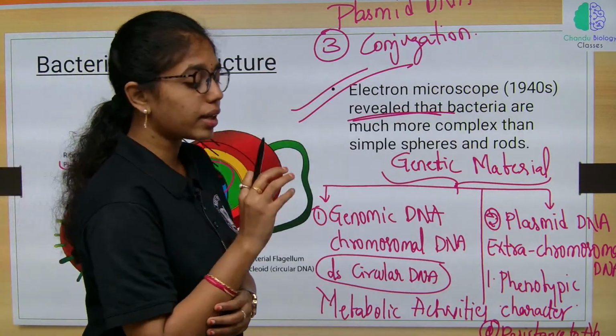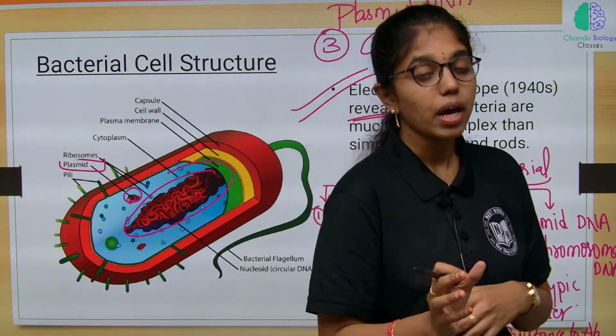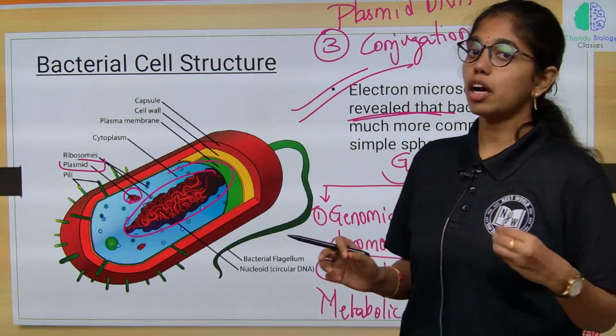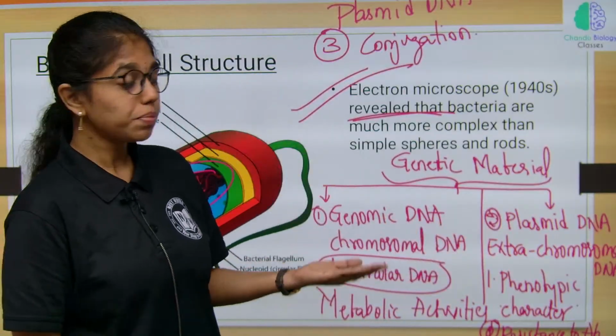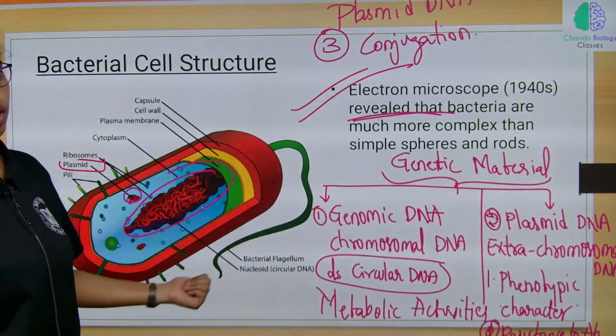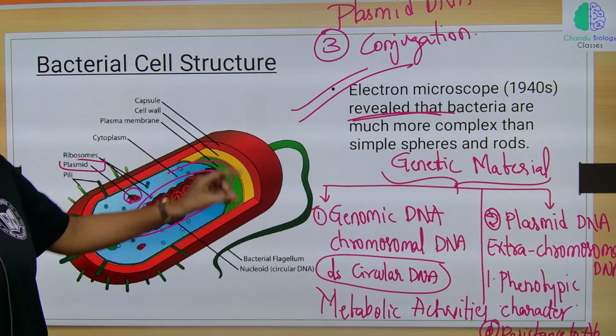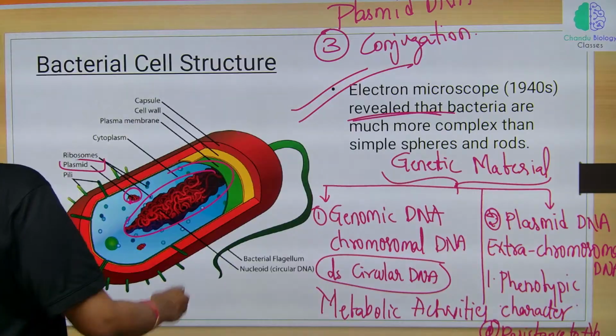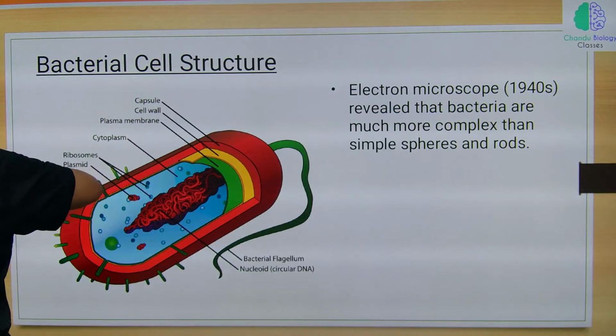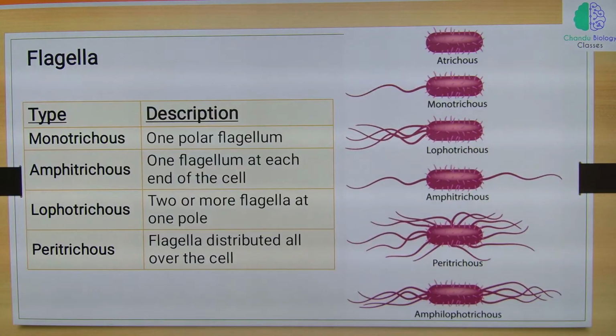When we learned the types of bacteria based on their shape, we learned the spherical bacteria, rod shaped bacteria, bacillus, and comma shaped vibrio. More than the shapes, the complex structure inside bacteria is being understood after the discovery of the electron microscope. Now, if you see flagella, we have many types of flagella.